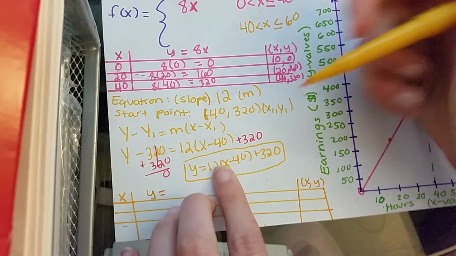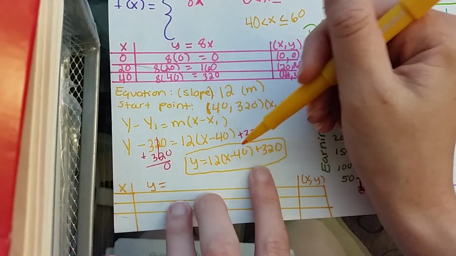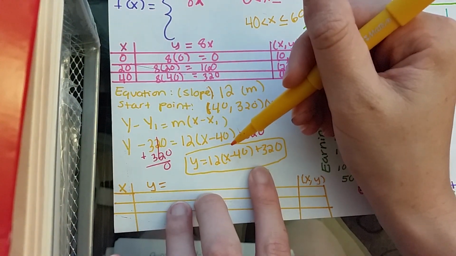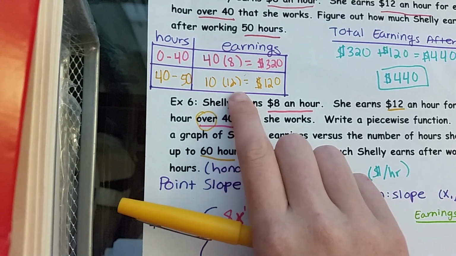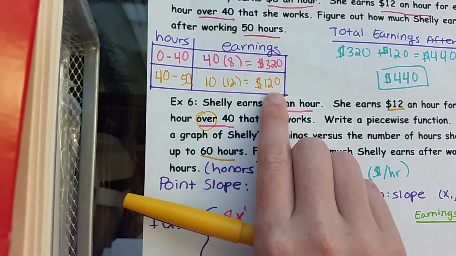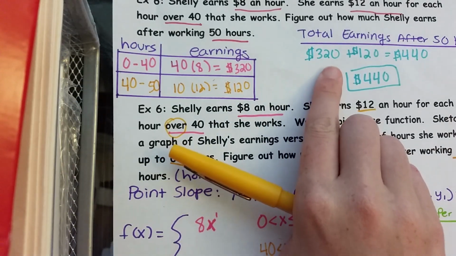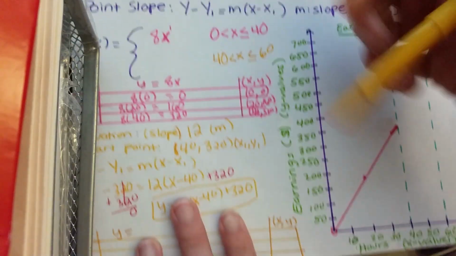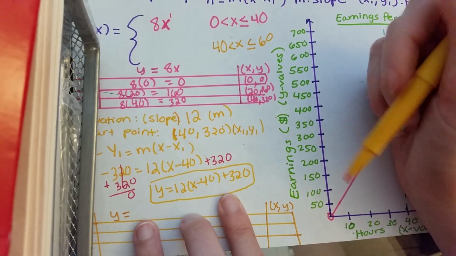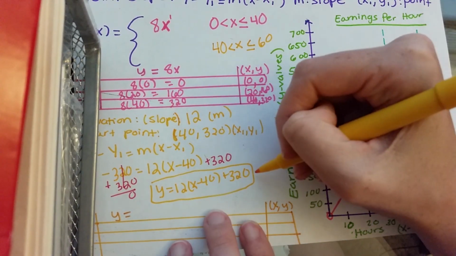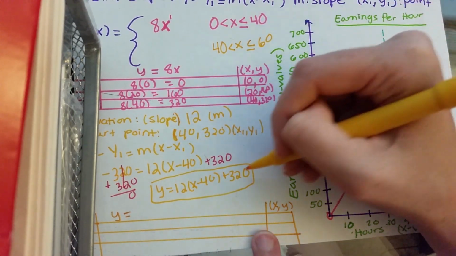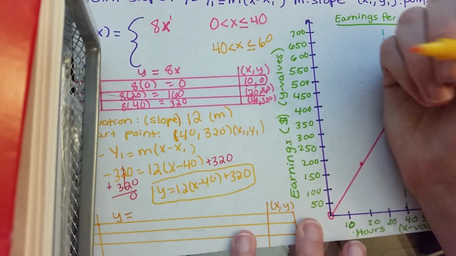Well, if I put in 50 hours right here, we would do 50 minus 40 and get the 10. Okay, and then we do 12 times 10, like we did up here, to get 120. And then all we did to get our total was add 320 on it. So that's why there's a plus 320 on the end. So that's kind of the reasoning behind that. You don't have to quite understand it to solve, but that's kind of what that means.